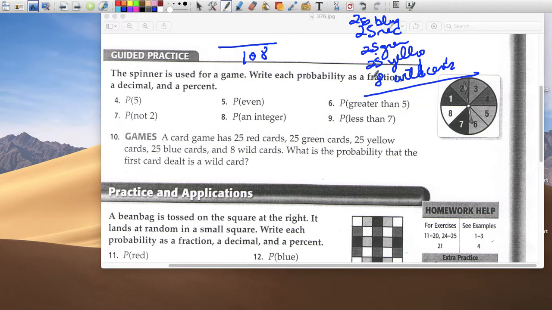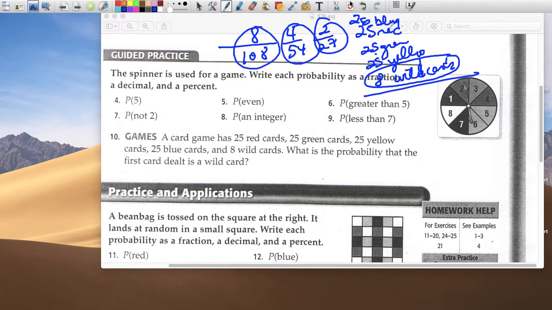How many wild cards are there? There's only 8 wild cards. So the probability is 8 over 108. So you can simplify to 4 over 54. You can simplify again to 2 over 27. This, or this would have been just fine.